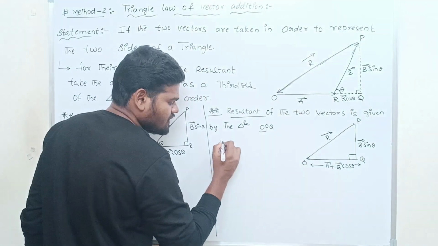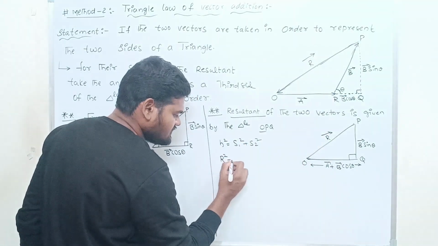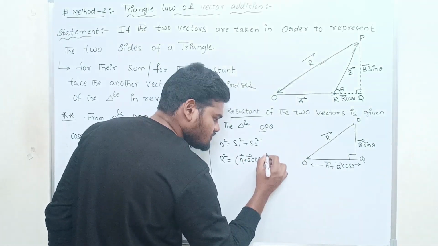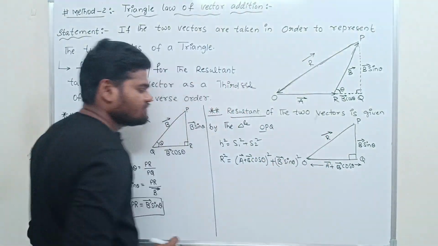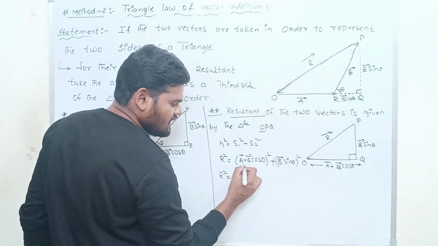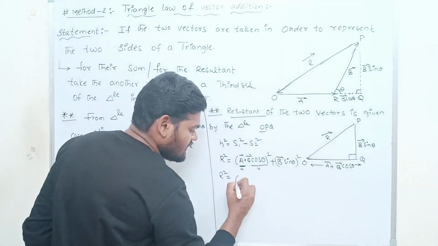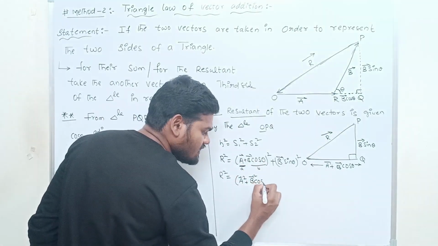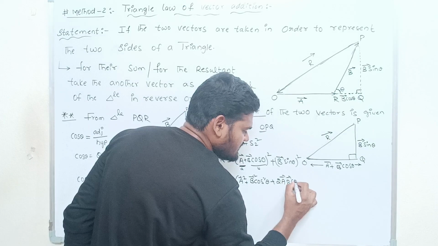In case of a right angle triangle, hypotenuse square is equal to side 1 square plus side 2 square. The hypotenuse is the resultant, so R square is equal to side 1 square, (A bar plus B bar cos theta) whole square, plus side 2 square, (B bar sin theta) whole square. Are you getting any doubts? So R square is equal to (A plus B) whole square, where in place of B we have B bar cos theta. The (A plus B) whole square formula is A square plus B square, and B is B bar cos theta, that means B square cos square theta, plus 2AB cos theta.